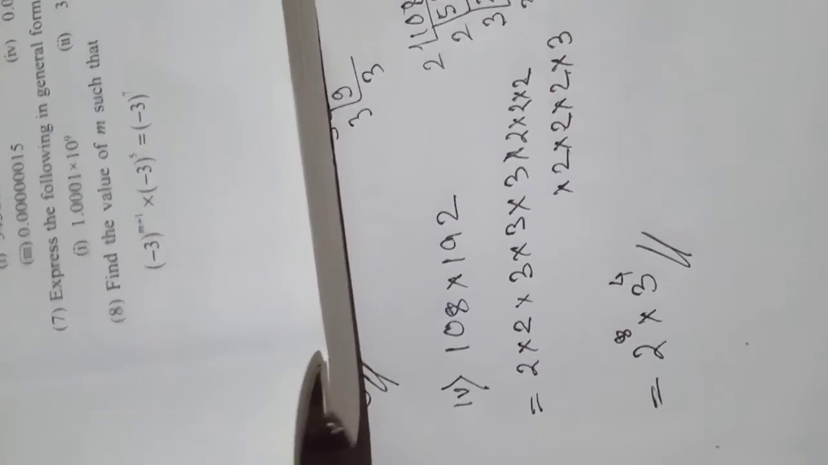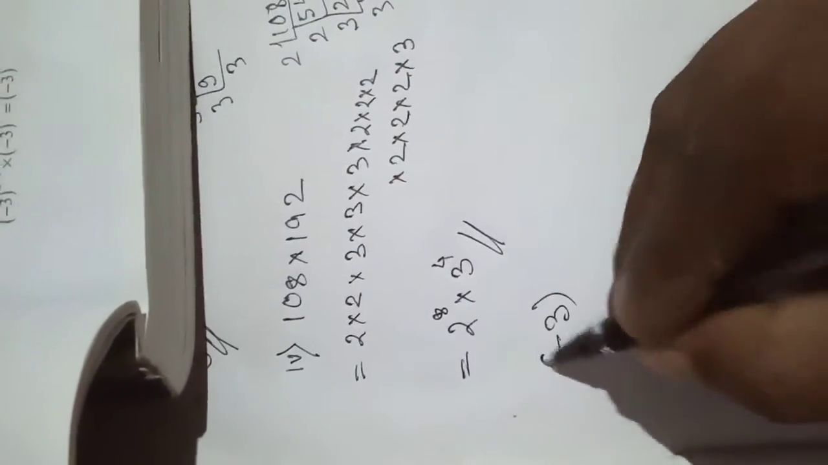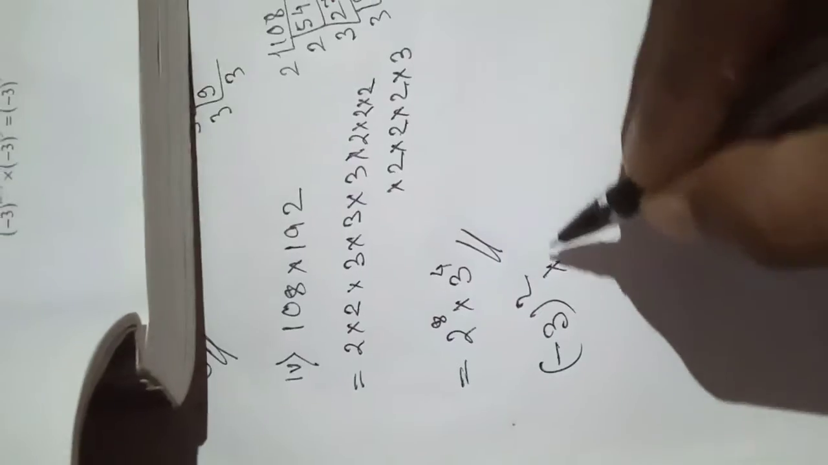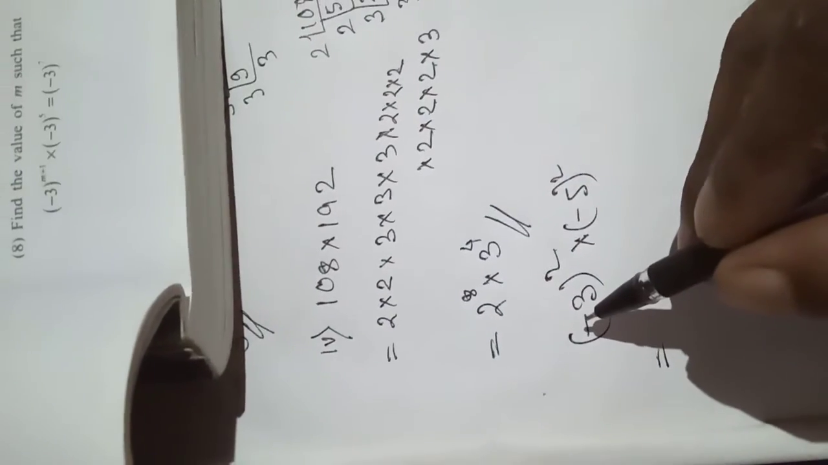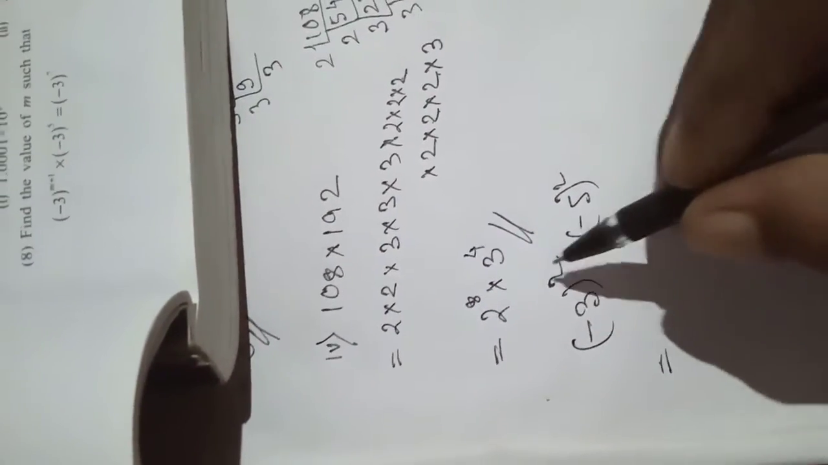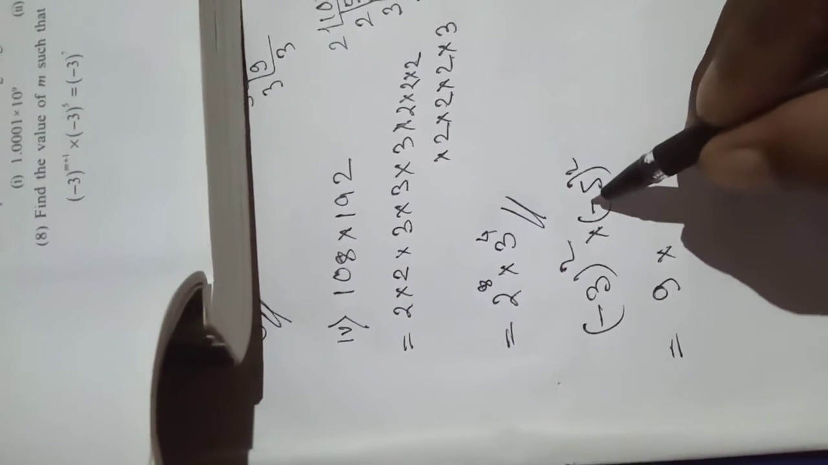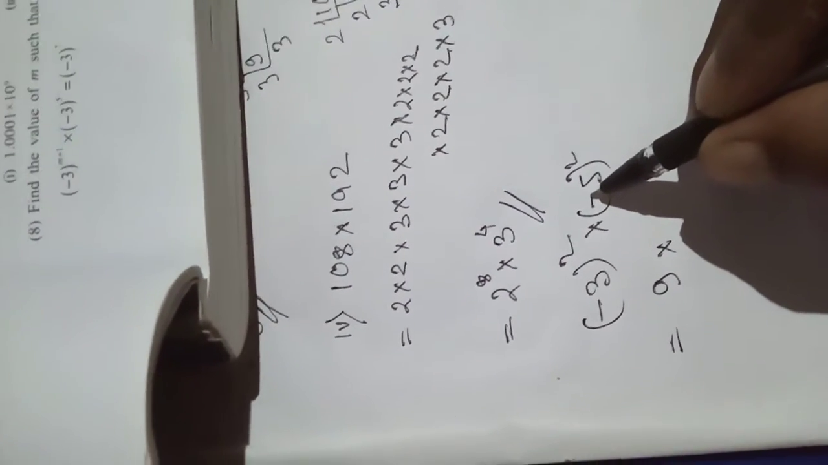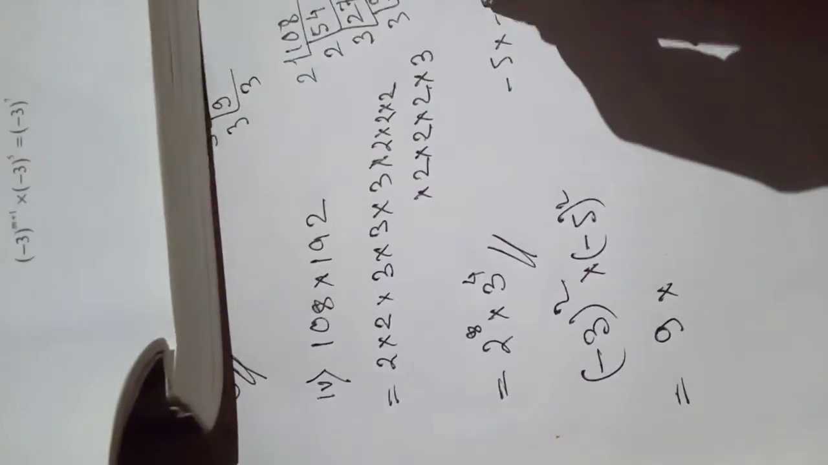Then see question number 3, simplify. Here you just have to simplify. Minus 3 square into minus 5 square. Okay, if you square this negative, it will become positive. Then 3 3s are 9, into, if you square this minus also, it will become positive. Minus 5 square means minus 5 into minus 5.